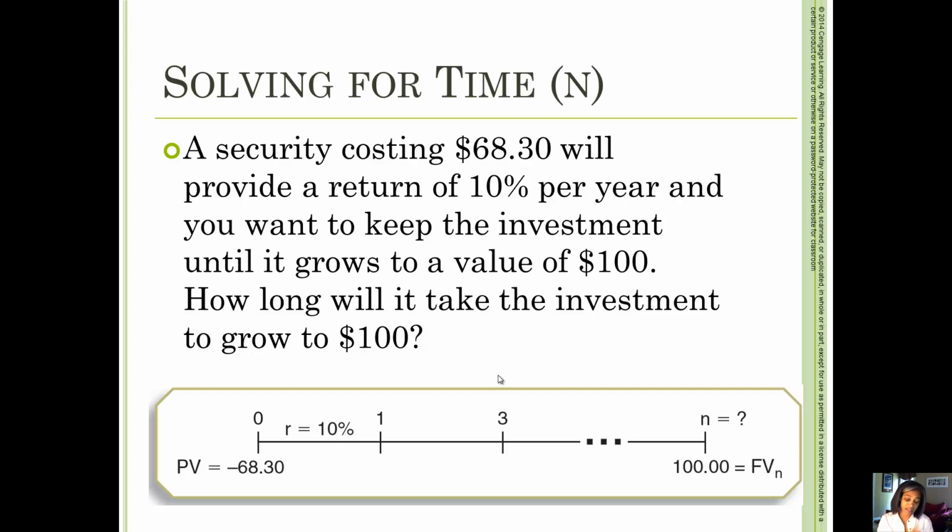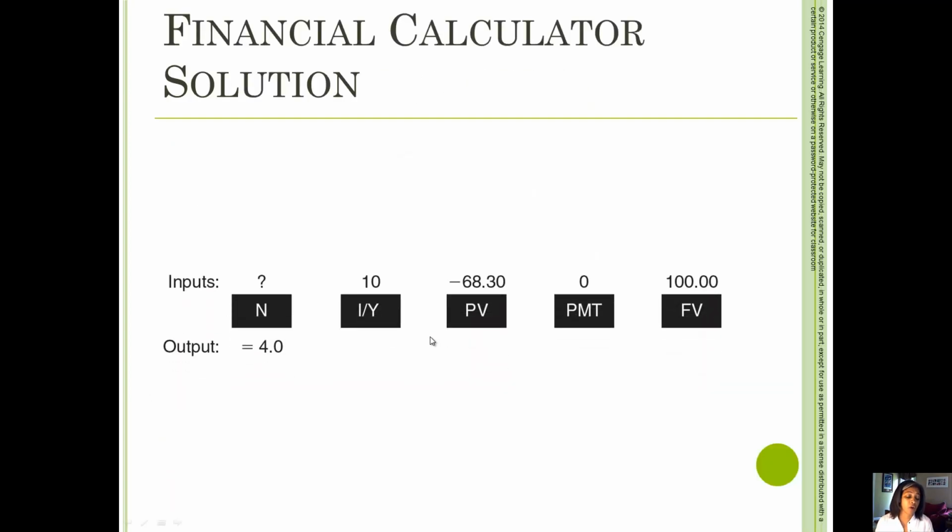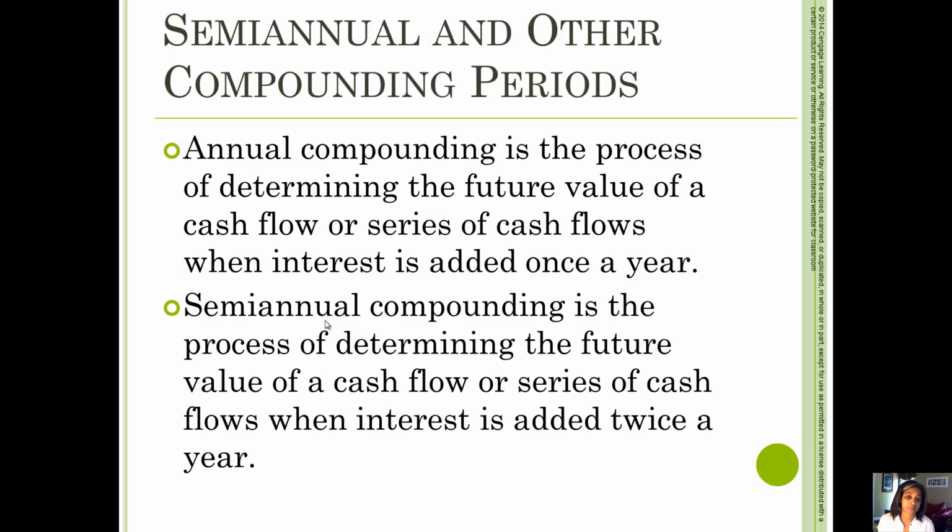We're starting with $68.30. We're going to hold it until it grows to $100 at 10%. So how long do we have to hold it? Well, we're solving for N. The interest rate is 10. We're investing $68.30, so that's negative $68.30. No payments, and we're going to hold it until it grows to 100, so that's the future value. Compute N, and you get 4.